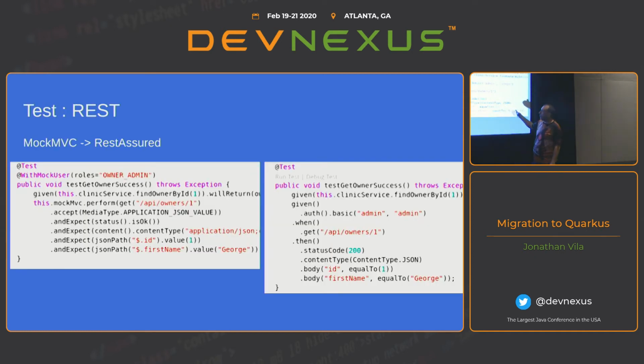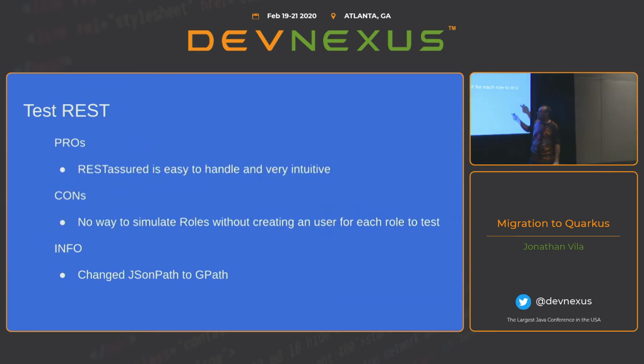For REST, well, in the Spring version we are using MockMvc, and for Quarkus we are using REST Assured. It's a change of the code that you need to use, but it's more or less the same result in the end. There are some things that have changed. So for instance, the language expression for MockMvc is JsonPath if you want to check the values returned by the REST endpoint. And with REST Assured it is, well, Groovy path. It's a bit different, but well, it's more or less the same.